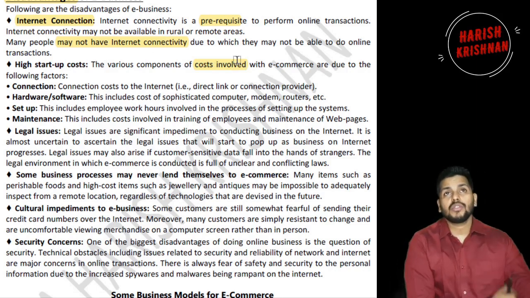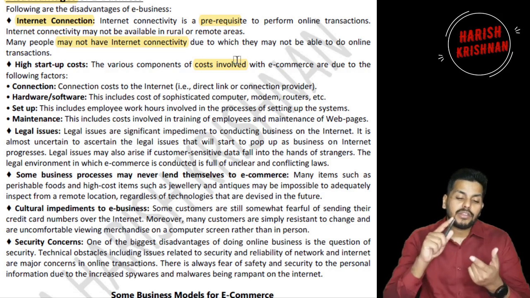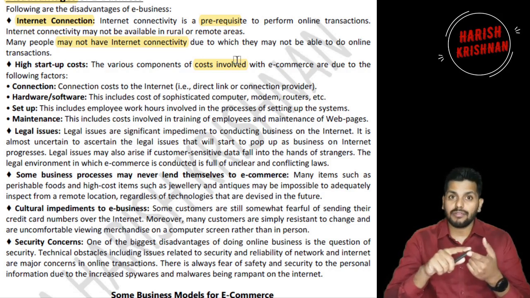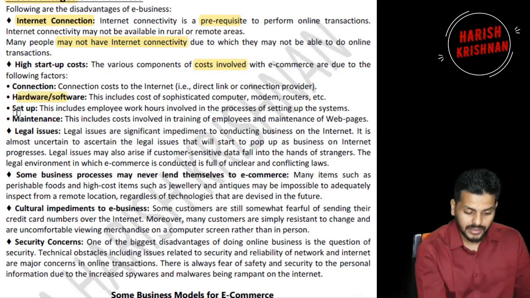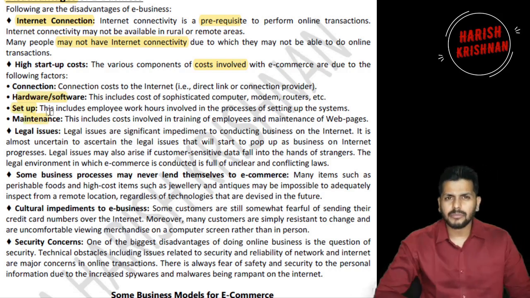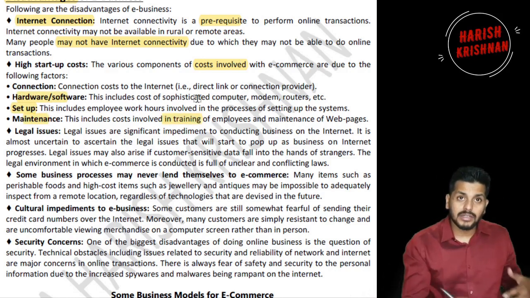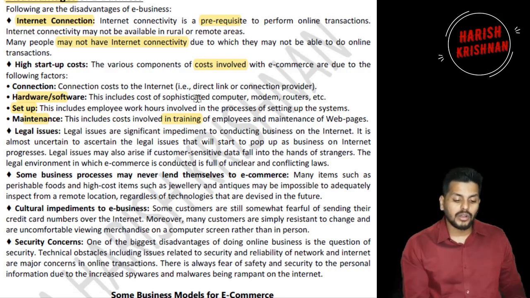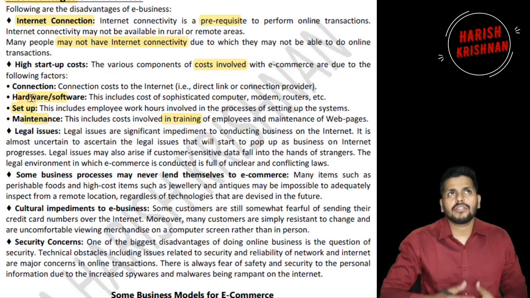Despite that, if you say no, I don't want to go with a third party because there are security issues and I want to set up everything myself, then setting up means you have to buy the hardware, buy the software, and take care of security. Those points are also here: hardware, software, the setup, maintenance. Not just setting up, you then have to train your employees, and there is a cost involved in all that. So this entire point of high startup cost is about where the startup is coming from.